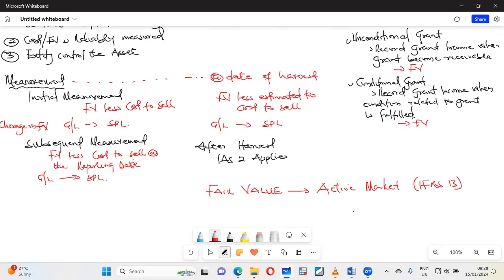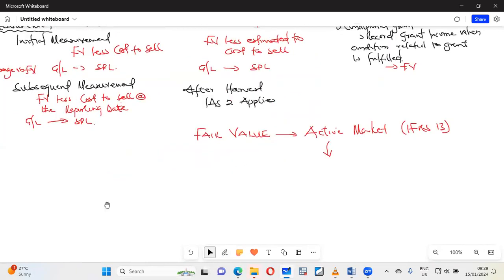Now, what if there is no active market? If there is no active market, then what do we do? We will have to do some estimate. So the standard says that if there is no active market for an asset, then it may be possible to estimate the fair value. You remember what we learned, estimating fair value. So if there is no fair value here, what you do is that you use the most recent market price. All right. So that is that.